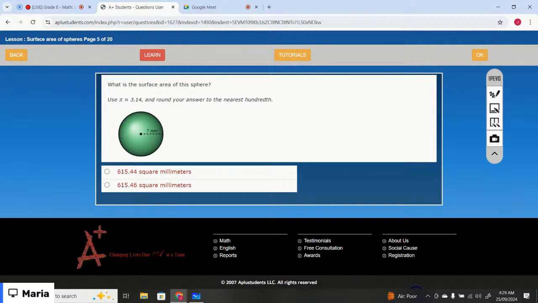What is the surface area of this sphere? So which is the correct option?